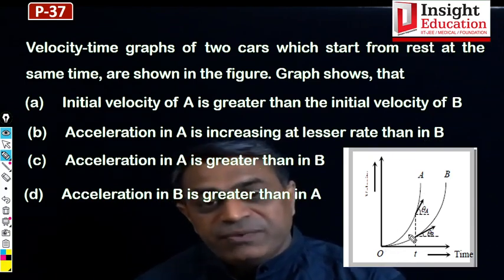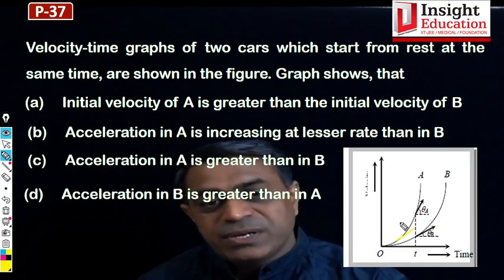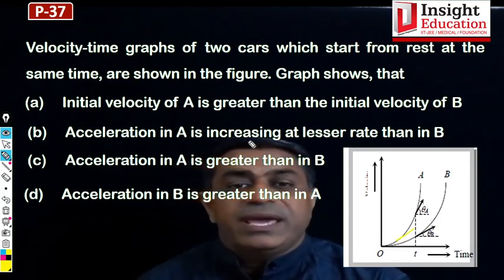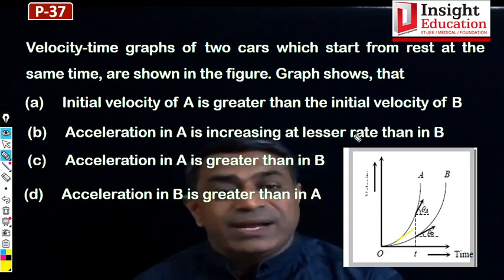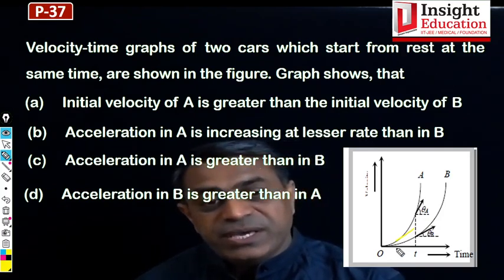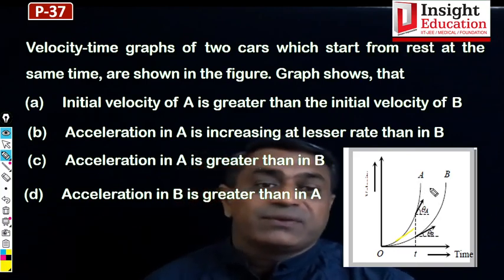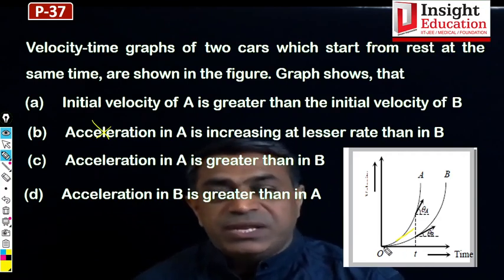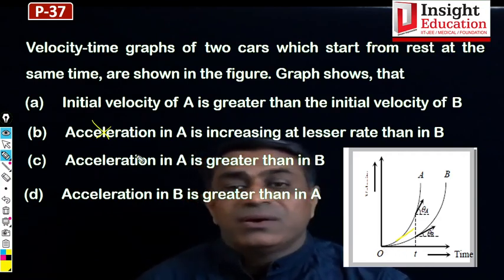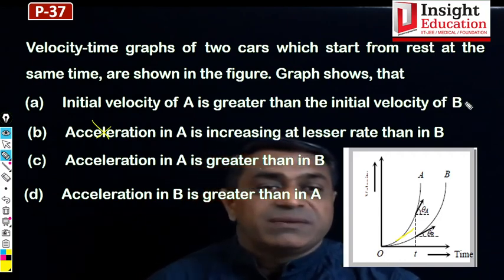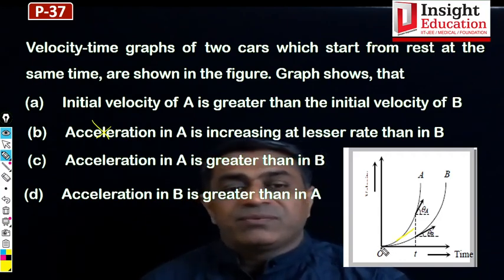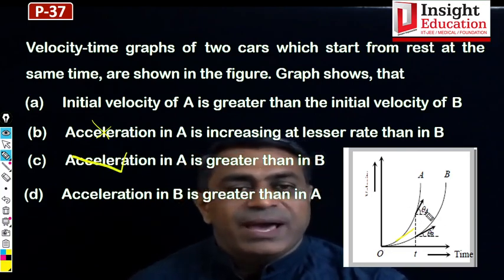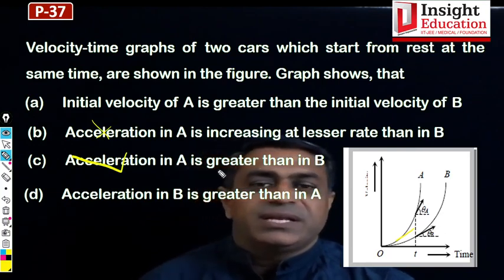Now for that we have to consider the slope at various positions. You can see here the acceleration is increasing at a faster rate. The acceleration in A is increasing, not at a lesser rate, but at a faster rate than B. So that answer is not correct. The initial velocity of A is greater than the initial velocity of B, that is wrong, because both start from 0. So theta A is greater than theta B, so acceleration in A is greater than B.